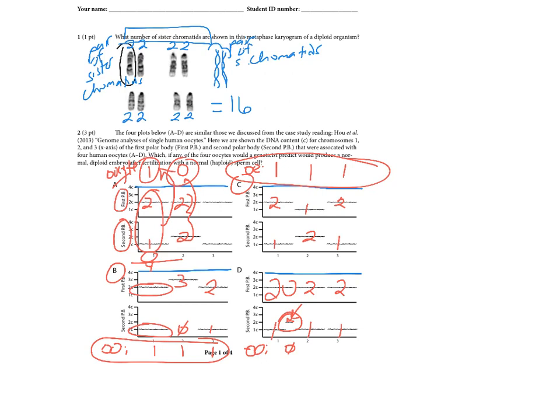For question 1, I scored this as all or nothing. It was either 16 sister chromatids or 0 points. For the bottom question, you got partial credit, 2 out of 3 points, if you had B or C but not both. Otherwise, it was 3 points for both B and C or 0 points.